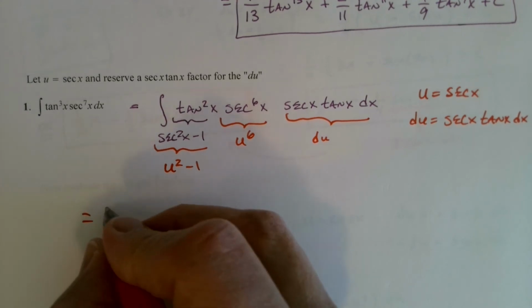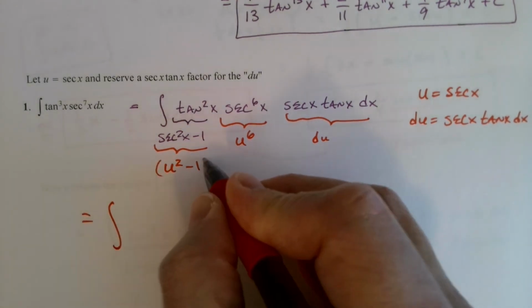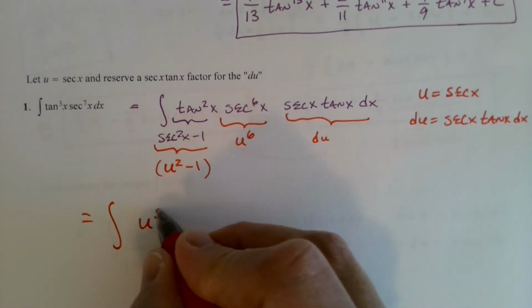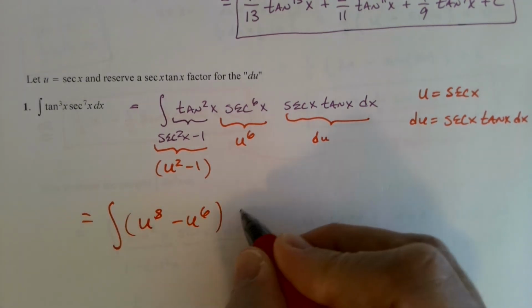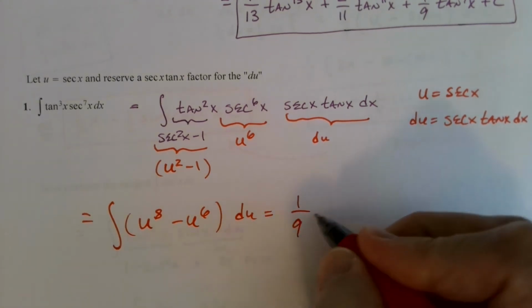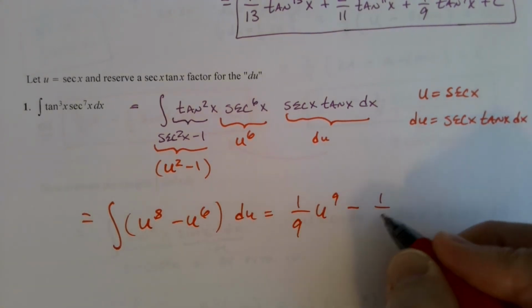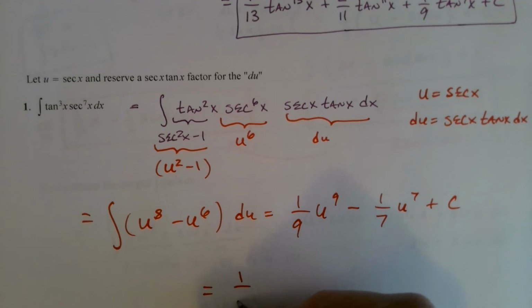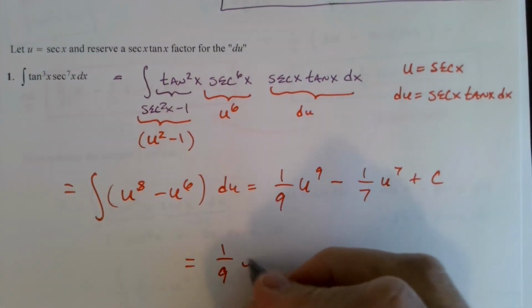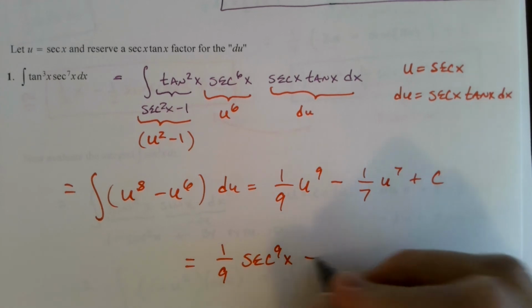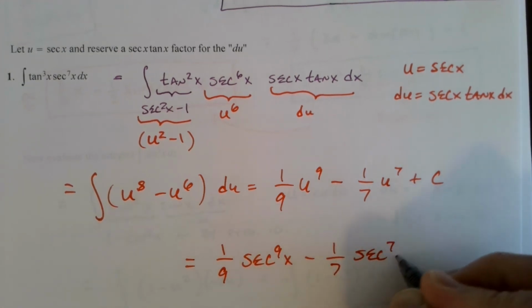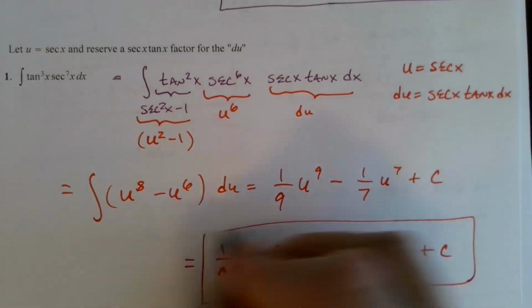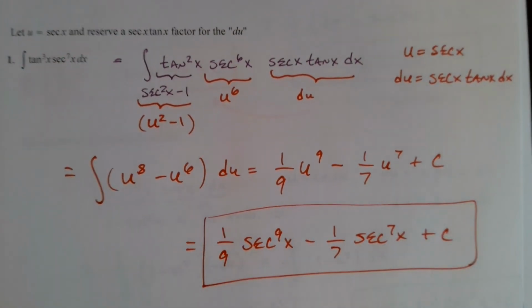So this becomes now, let's distribute this through that. It becomes u to the 2 plus 6, u to the 8th minus u to the 6th du. Again, easy integration here, just power rule. And then going back to the original variable, we have 1/9, u is secant x, secant to the 9th x minus... Okay, there we have it. So that's the idea behind tangents and secants. That's what I want you to be able to do.